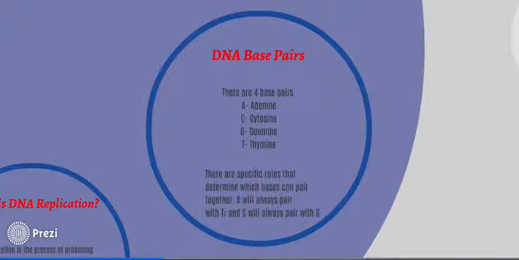There are 4 bases in DNA: adenine, cytosine, guanine, and thymine. There are specific rules that determine which bases can pair together. A always pairs with T, and C always pairs with G.